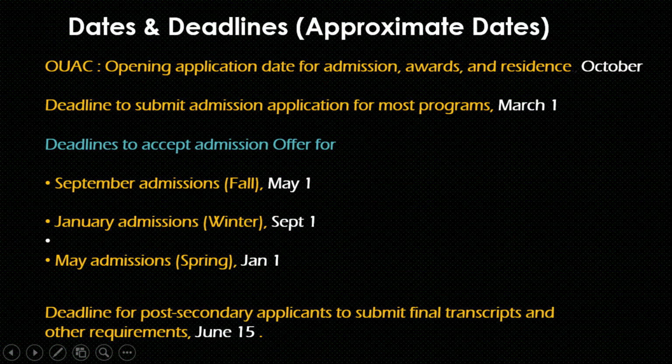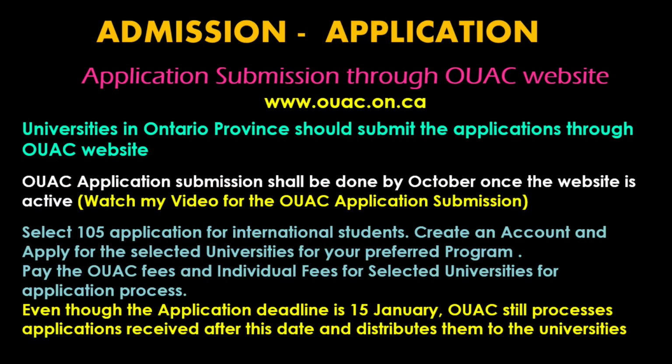The OUSC website will enable you to start the application by October. Select the 105 application for international students. Create an account and apply for the selected universities for your preferred program. For McMaster University, include it in the priority list.